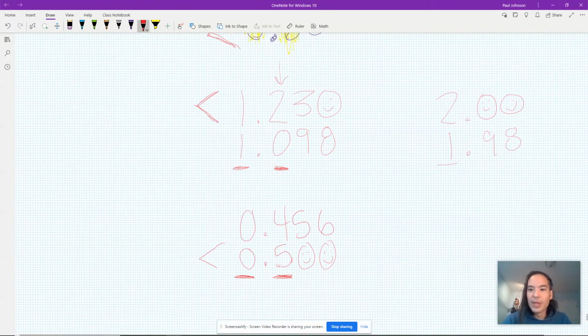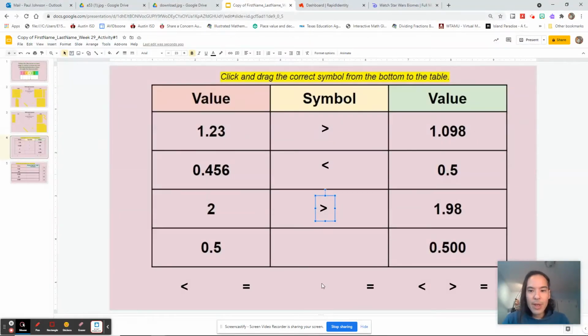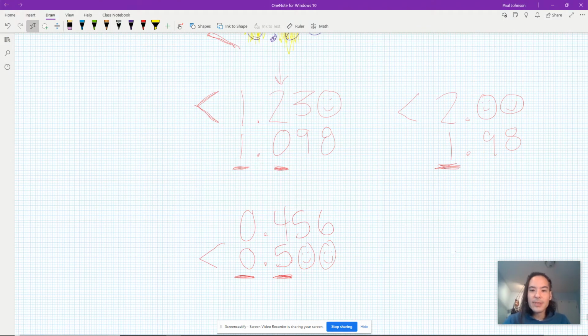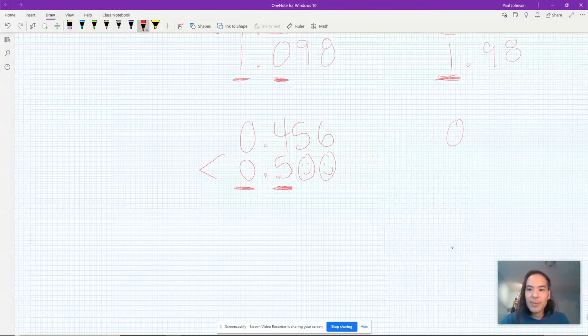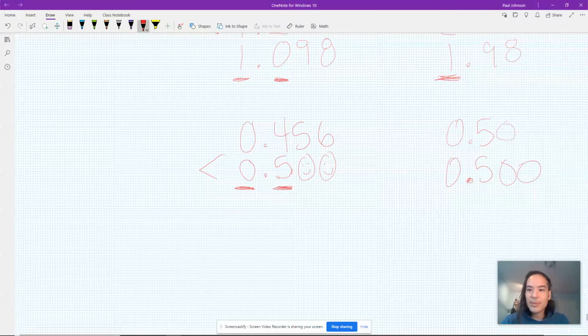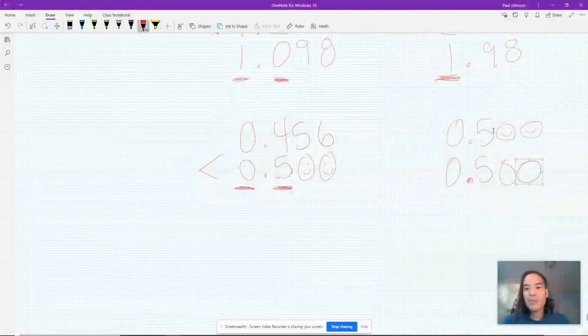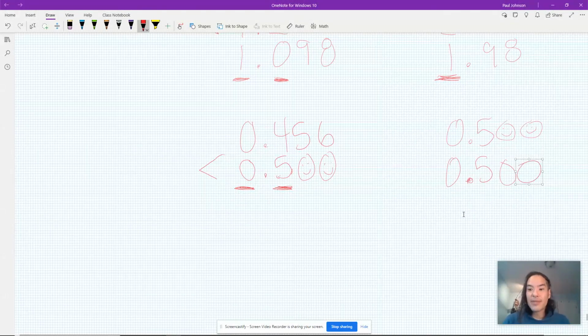And on this one, we can automatically see by the ones place that 2 is our greater number. All right. Finally, on this one, 5/10 or 500 thousandths. This is one of those tricky ones because 5/10 or 500 thousandths might look different, but once we add those emoji zeros, we see that these two things are exactly the same. So 5/10 is 500 thousandths.